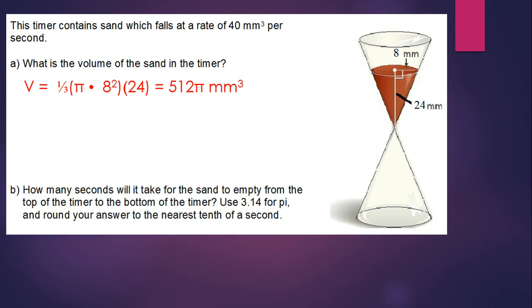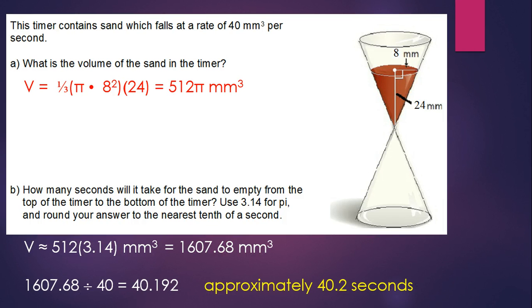Now for part B, we're going to take that 512 pi and approximate it by replacing pi with 3.14. So we have a volume of approximately 1,607.68 cubic millimeters. And if the sand falls at a rate of 40 of those cubic millimeters per second, we simply divide the volume by the 40 to get 40.192, or approximately 40.2 seconds for the sand to fall from the top to the bottom.